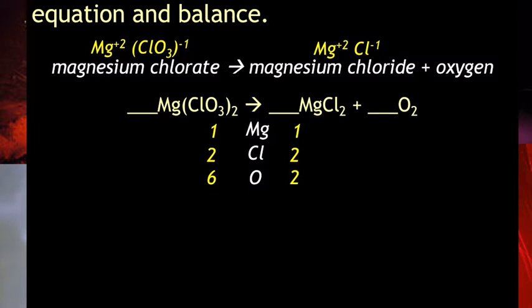Okay, so again, one of the really nice things about the tally method is it shows us really quickly and easily that magnesium is already balanced and chlorine is already balanced. So all we have left to worry about is oxygen. We have 6 oxygen atoms on the left side of the equation and 2 on the right side. So we are going to ask ourselves, what times 2 equals 6? Of course, that number is 3. And now oxygen is balanced as well.